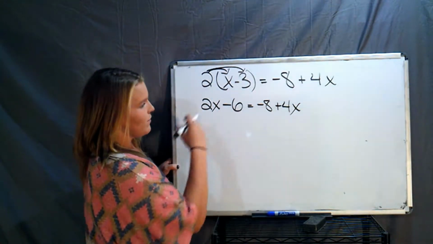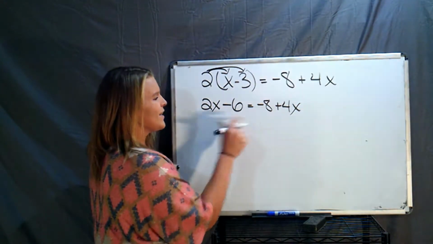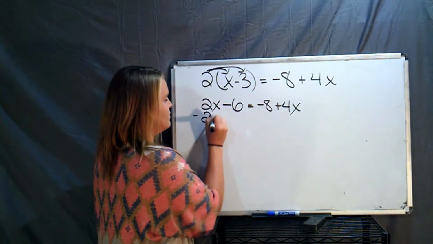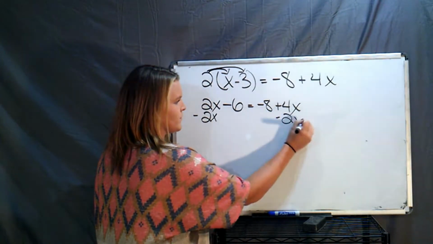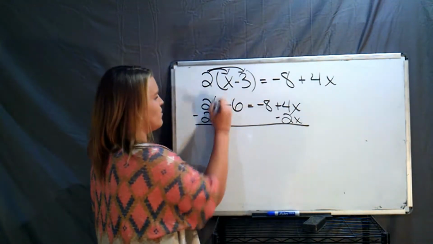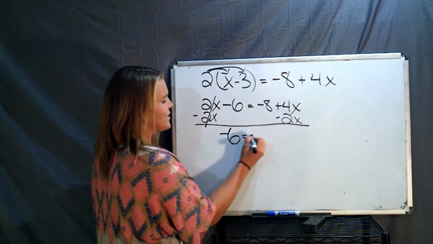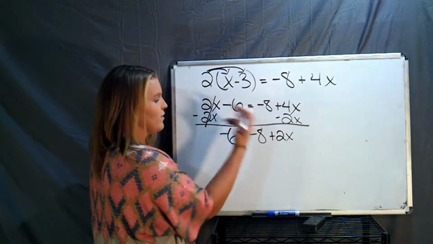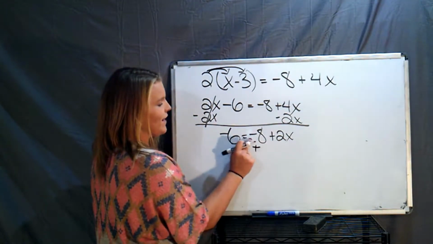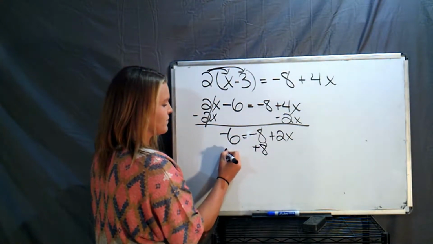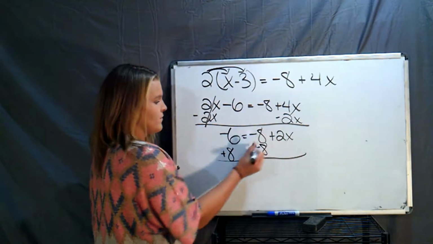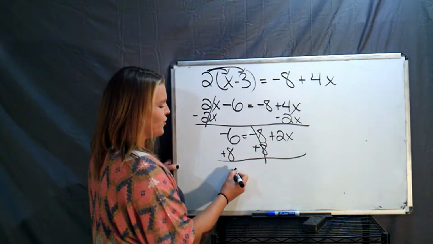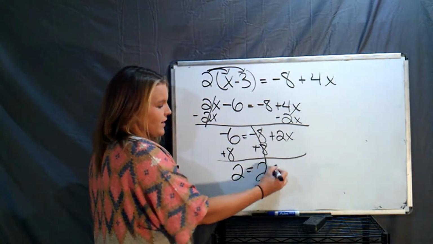And now I want to bring all my variable terms to one side. Again, I'm going to subtract 2x. You could subtract 4x if you want to and bring it over here. Okay, funny one. I'm left with negative 6 is equal to negative 8 plus 2x. And now I'm going to add 8 and bring that over here because I have a negative 8. These cross out. Negative 6 plus 8, I have a positive 2, and that's going to be equal to 2x.